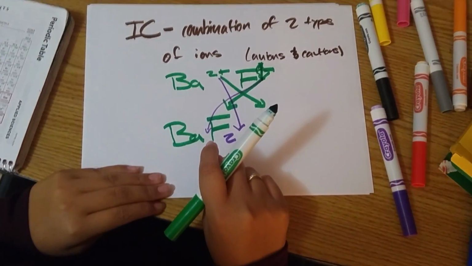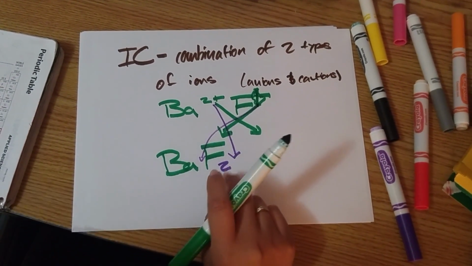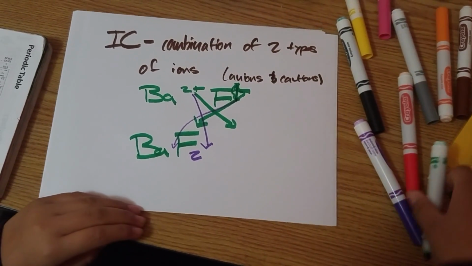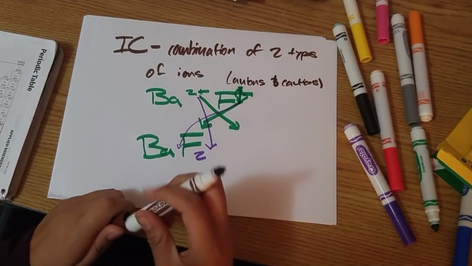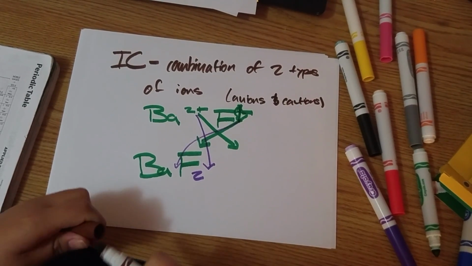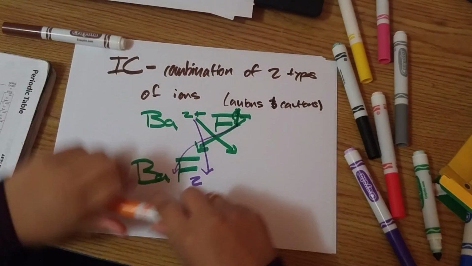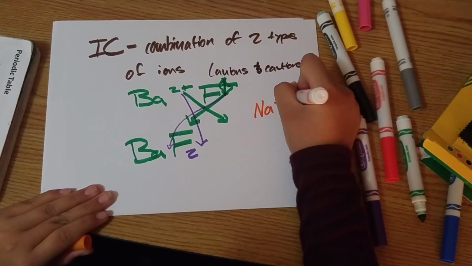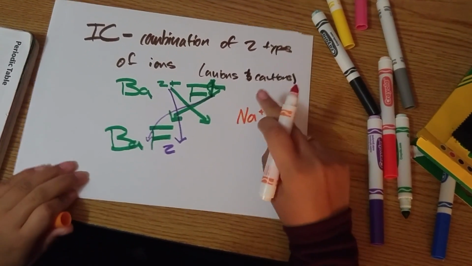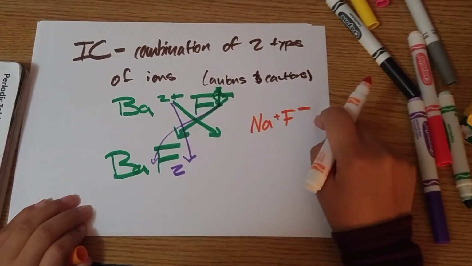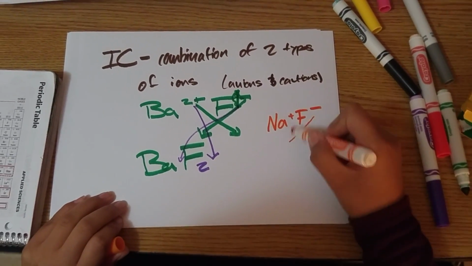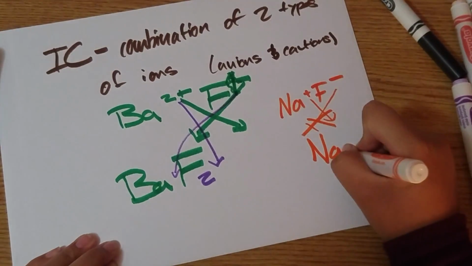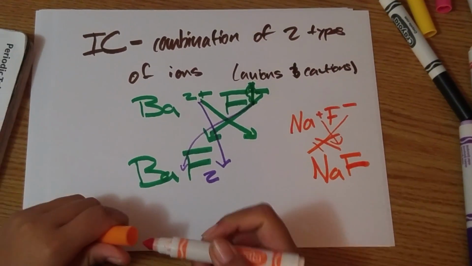However, sometimes when you have some that have the opposite charge, then you won't need to do this because they cancel each other out. What I'm talking about is when you have, for example, sodium and fluorine. Now, they have the opposite charges. So when you cross them over, these would just cancel each other out. So you'd be left with sodium fluoride.